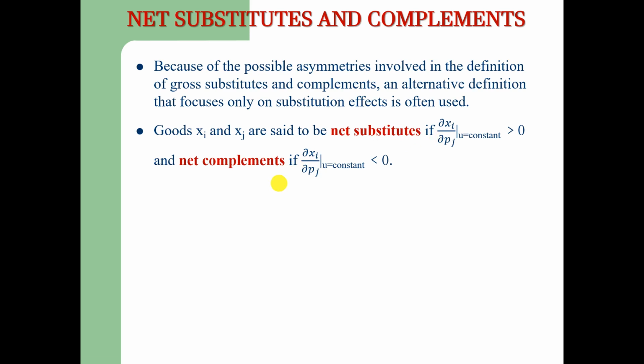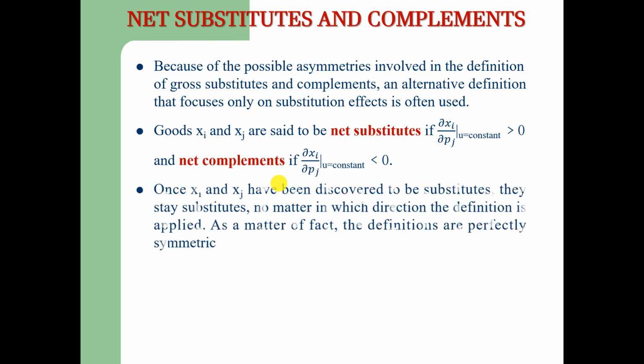So we have 4 different terms: gross substitutes, gross complements, net substitutes and net complements. Once Xi and Xj have been discovered to be substitutes, they stay substitutes no matter in which direction the definition is applied. As a matter of fact, the definitions are perfectly symmetric, and the symmetry is here, that is, partial of Xi with respect to price of j along the compensated demand curve when utility remains constant is equal to partial of Xj with respect to price of i along the compensated demand curve when utility remains the same. They are exactly equal to each other.